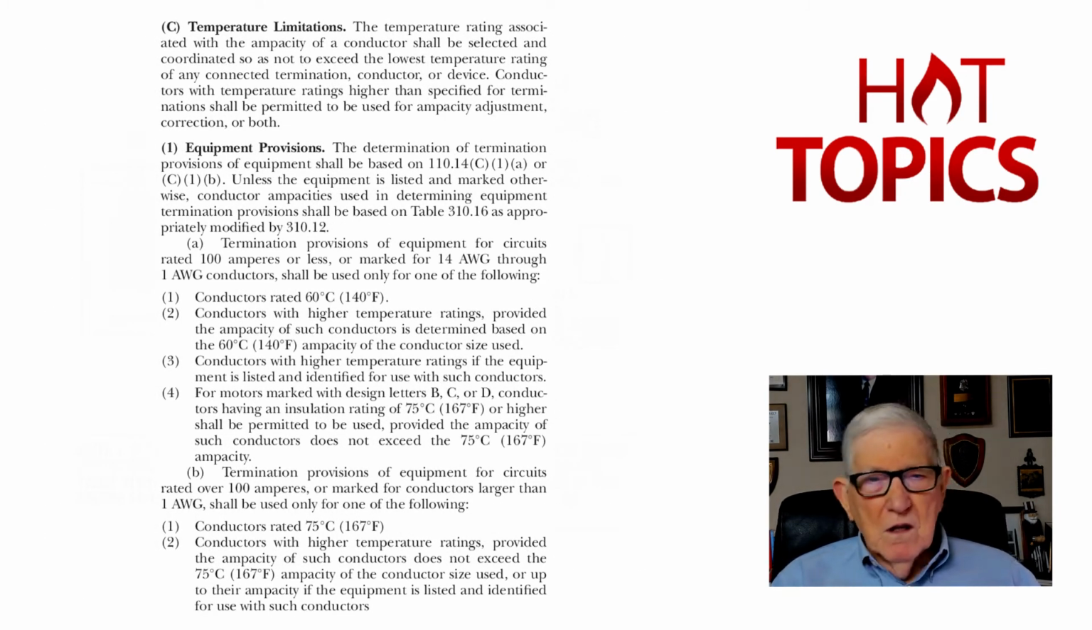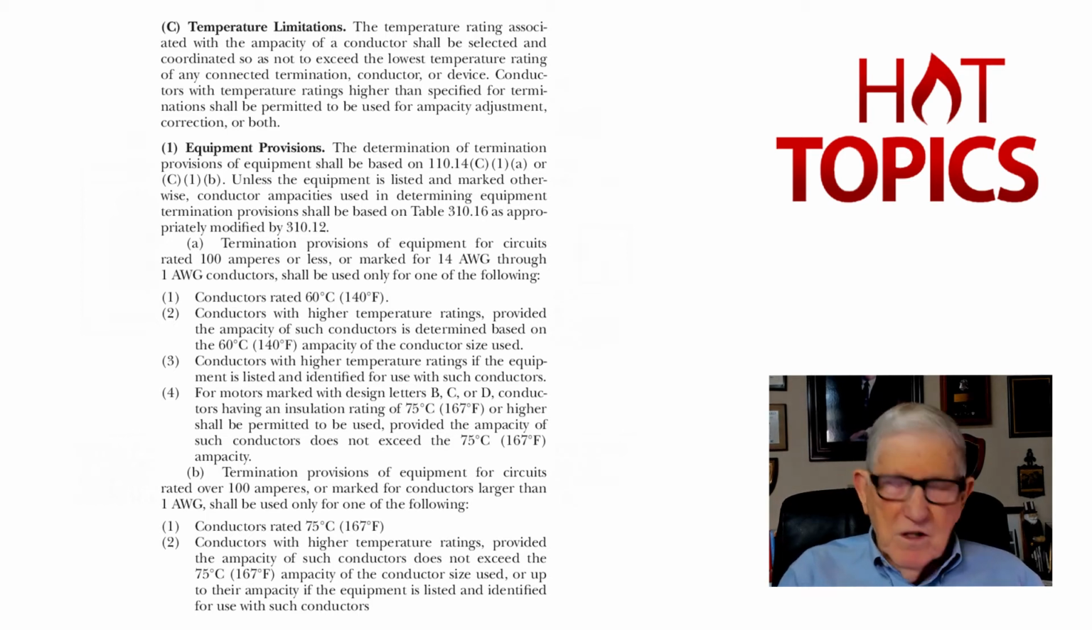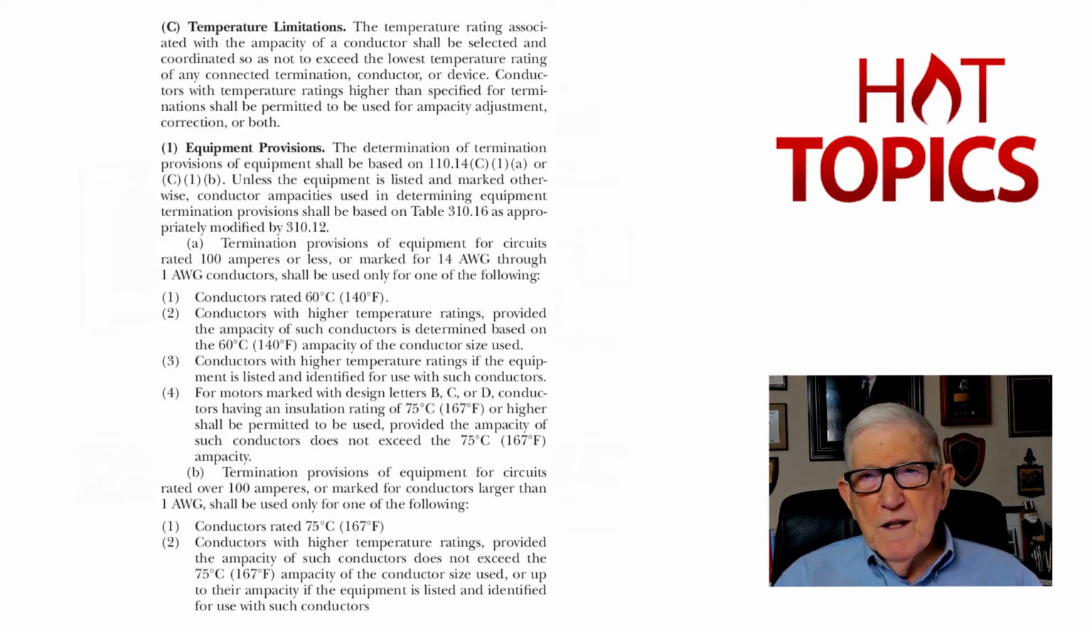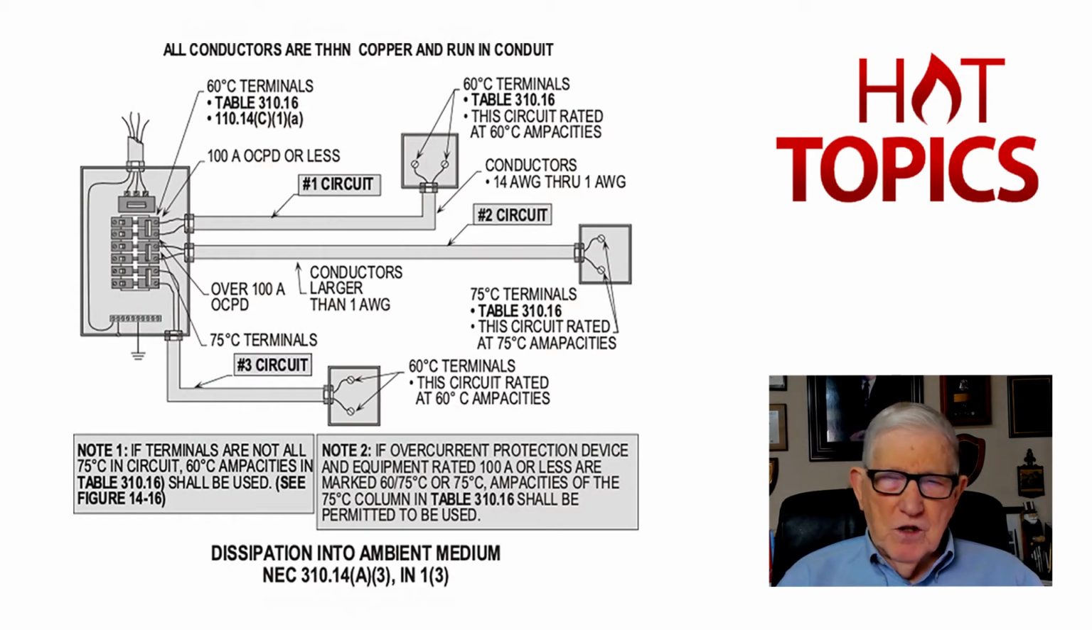So notice, if the device is 100 amps or less and the equipment is 100 amps or less, this says you're 60 degrees C. Otherwise, you can buy equipment that has 60/75. Now, we picked this information up in 310.16, which we looked at and reviewed in another video. But let's look at this illustration with a title: All Conductors are THHN copper and running in conduit.